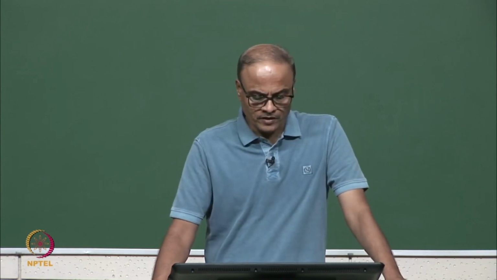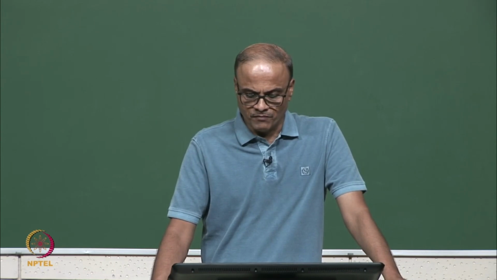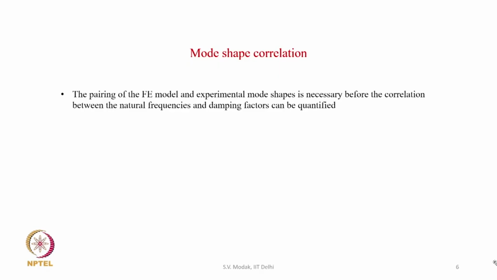Mode shape correlation involves comparing the mode shapes identified from the FE model with those from the modal test. The pairing of the FE model and experimental mode shapes is necessary before the correlation between the natural frequencies and the damping factors can be quantified. Here we see that we need to first find the pairs of modes which correlate. For example, we should know which mode from the FE model correlates with a particular mode from the experimental set.